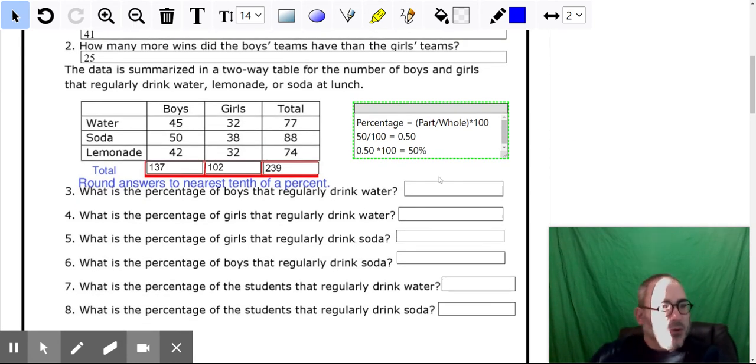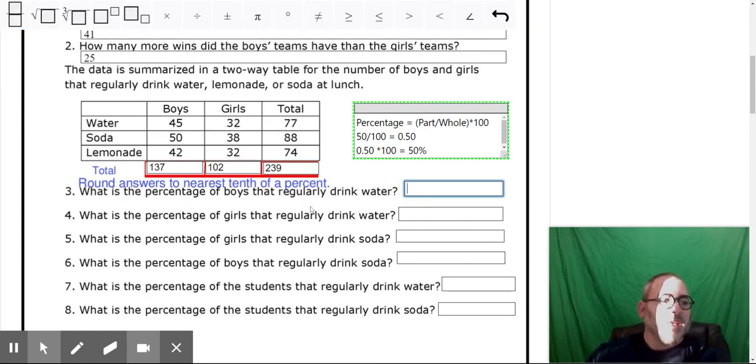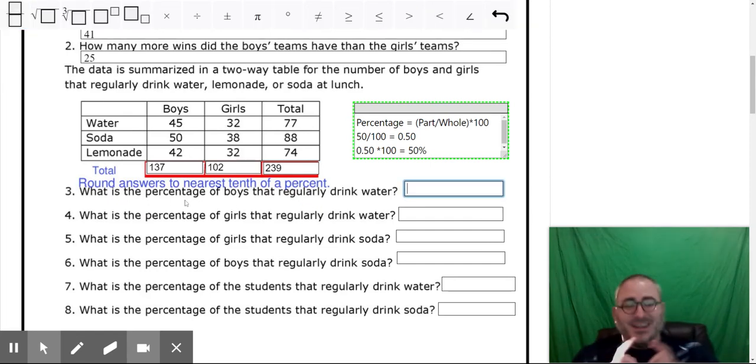All right, what percentage of boys regularly drink water? Okay, so what's the percentage of boys? So we got to read these very carefully. Sorry, the sun's in my eyes. It's morning time. What percentage of boys that drink water, regularly drink water? So what's the percentage of boys? Of boys.